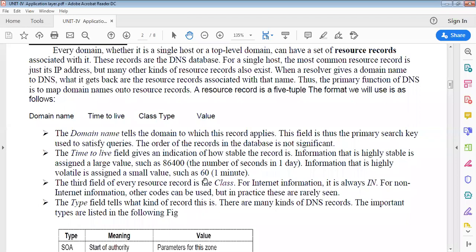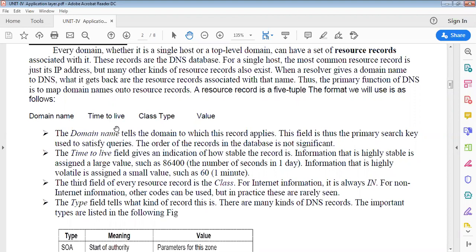So first let us understand this. The domain name tells the domain to which this record applies. This field is thus the primary search key, like we have a primary search key in any record. So the domain name tells which particular domain it belongs to, for example gcc.bgm, or whether it is edu and so on. For that we use the domain name.